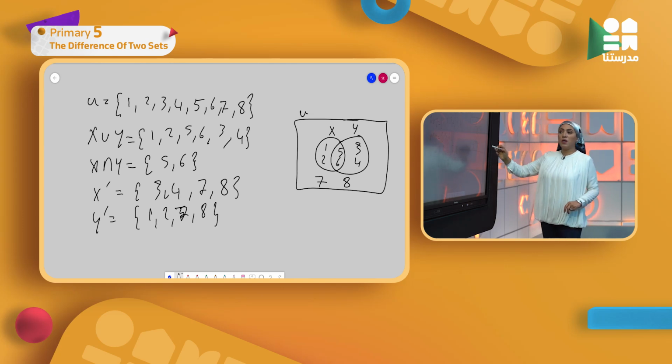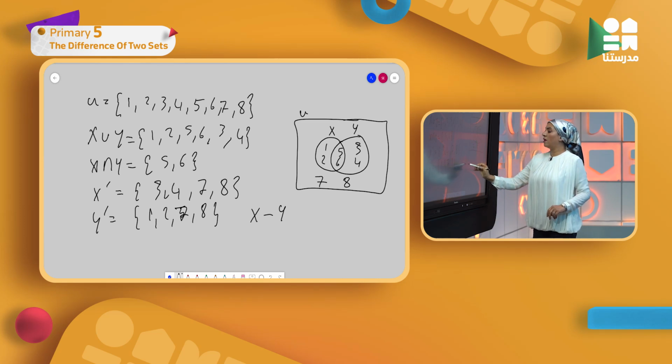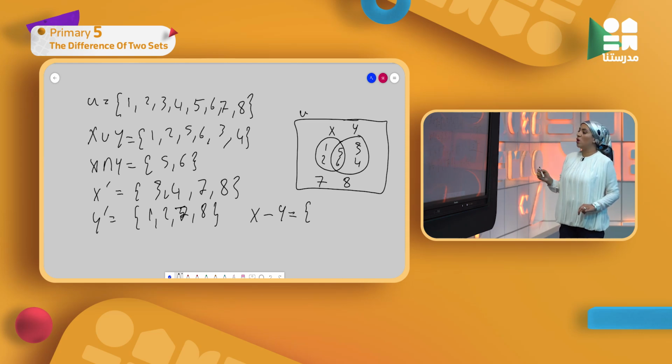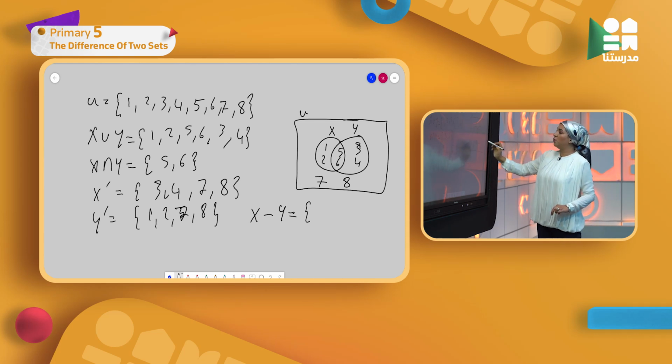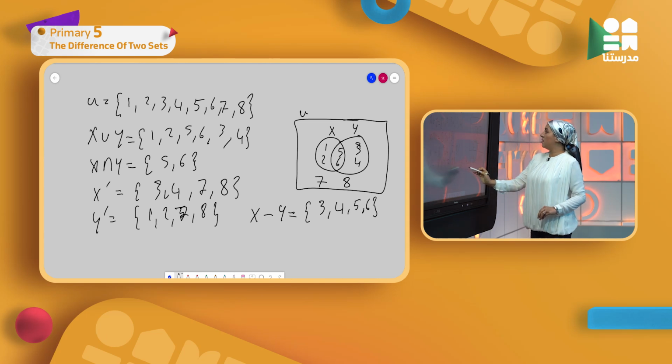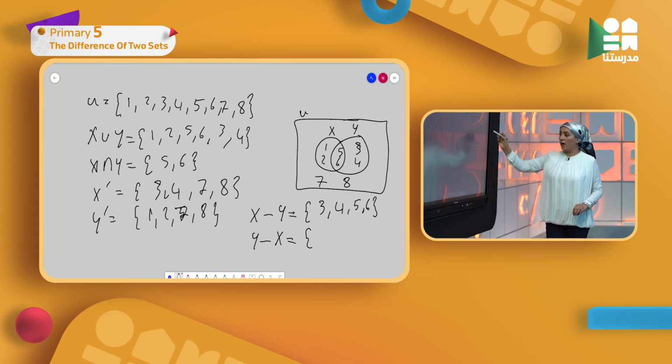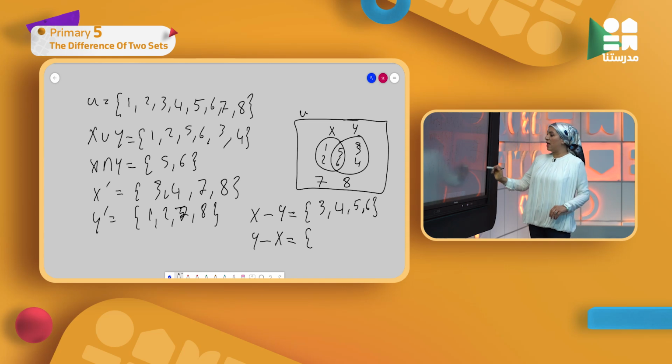Okay, now I want x difference y, يعني كل الاليمنتس الموجودة في x مش موجودة في y، فيبقى هنا x complement, sorry, difference y هتكون 3 and 4, 5 and 6 as well عشان دول common elements, and y difference x هيبقى كل ال elements اللي في y بس مش موجودين في x including the common elements, so it will be 3 and 4.